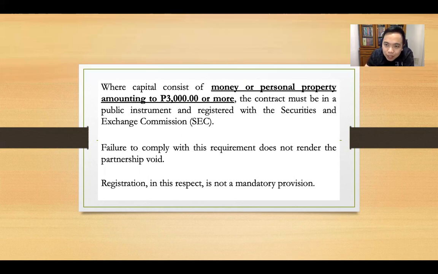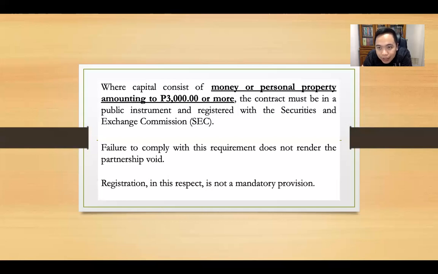Halimbawa, ang capital contribution is money or property consisting of 3,000 or more. Hindi mo pinanotaryuhan yung articles. Hindi mo rin nirehistro. O kaya halimbawa, pinanotaryuhan mo pero hindi mo pinarehistro sa SEC. What is the status of the articles of partnership? The answer is A, valid. Class, tandaan yan. That is the distinction between non-compliance with contribution of real rights or property on one hand and non-compliance with formalities when the capital contribution is money or personal property amounting to 3,000 or more.